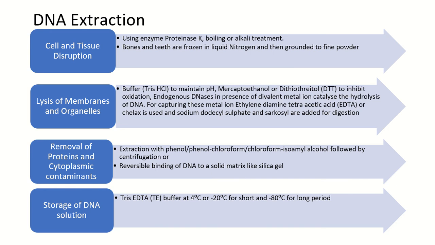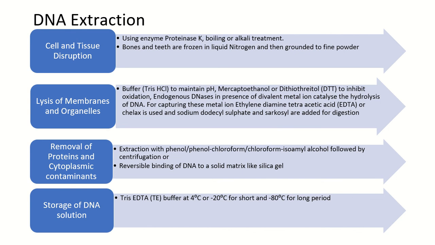Buffer Tris-HCl is used to maintain pH. Mercaptoethanol or dithiothreitol is used to inhibit oxidation. Endogenous DNases in the presence of divalent metal ions catalyze the hydrolysis of DNA. EDTA is used to capture these metal ions, and sodium dodecyl sulfate and sarkosyl are added for the digestion.